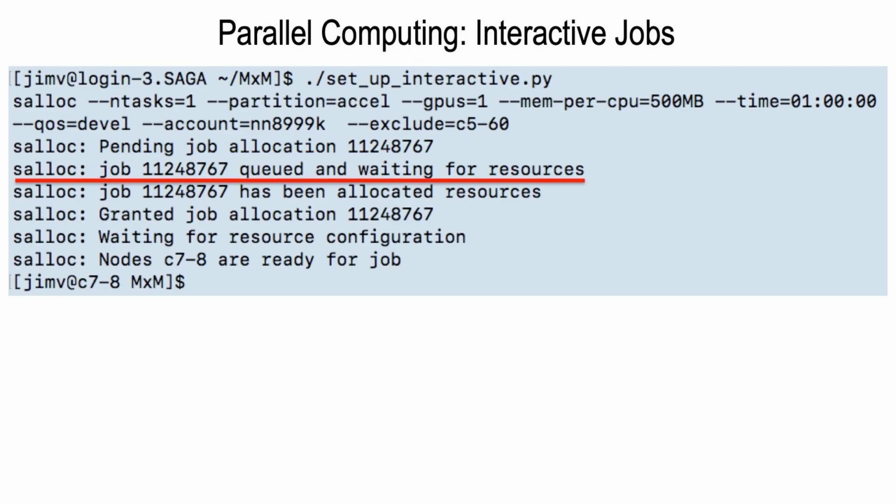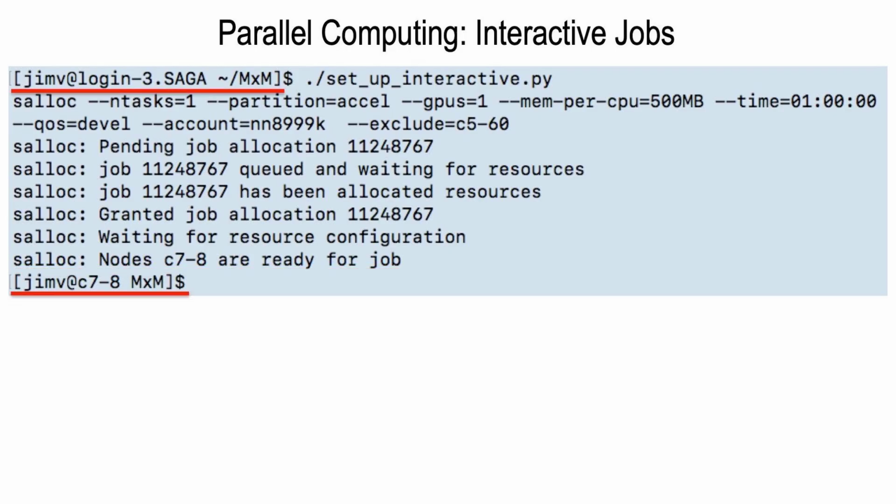The Slurm-allocate system indicates that the job is in the queue, awaiting resources. After a while, it confirms the allocation of resources. It indicates that it has approved the job allocation. It notes that it's currently awaiting resource configuration. Eventually, it reports readiness on node C78, confirming it as an Accel node.